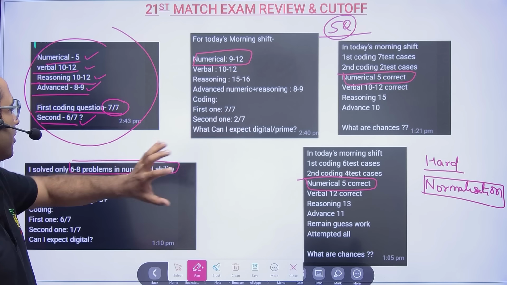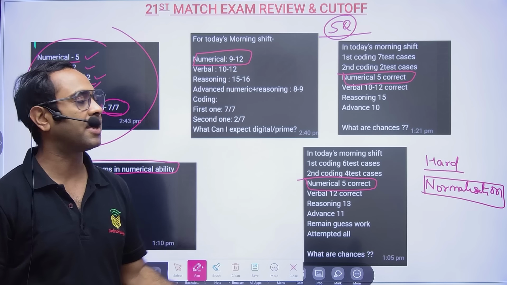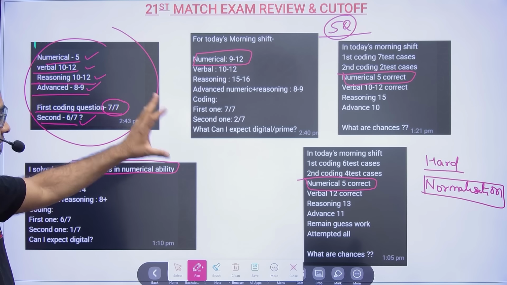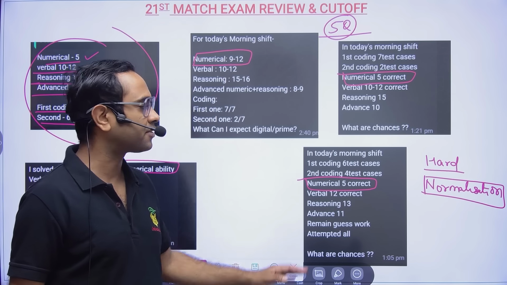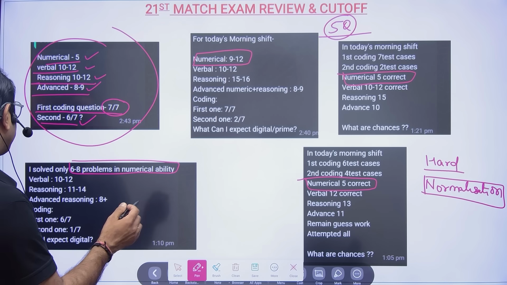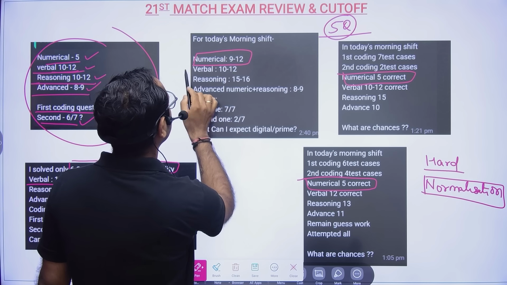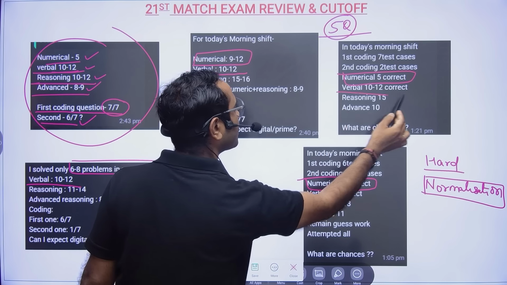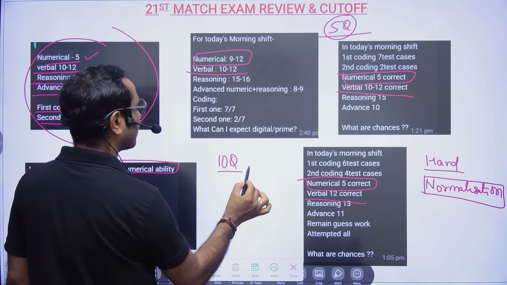I just put some 5 screenshots here, but we have a WhatsApp group with around 1000 people, and based on their responses we are conducting the survey day wise. Aptitude and then verbal: verbal around 10 to 12 correct, verbal around 12 correct. So verbal 10 questions will be your cutoff.